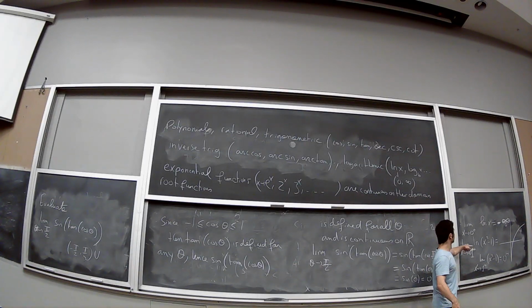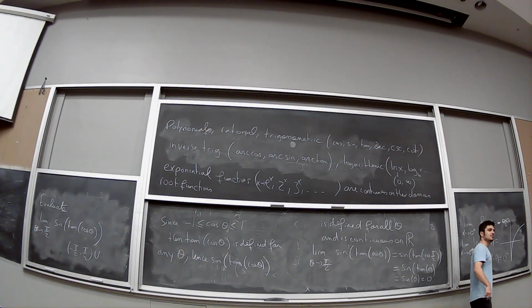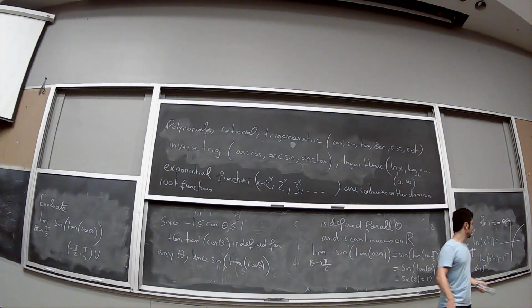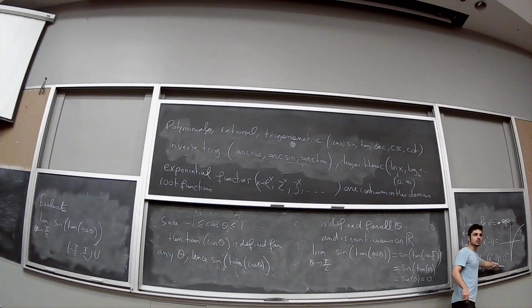But what is the limit as x approaches 1 plus of ln of this thing that's approaching 0 plus? What is this limit? This thing is approaching 0 plus. So ln of this thing, where will it go? Negative infinity. Do we agree or not? Yes or no? Yes. Any questions?